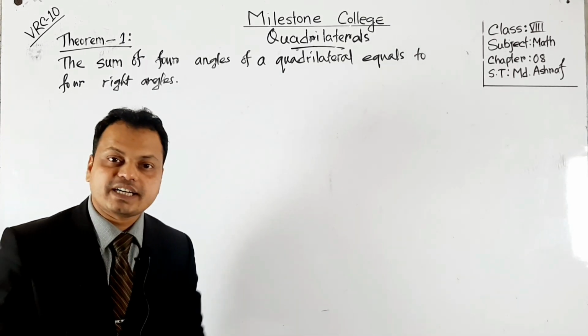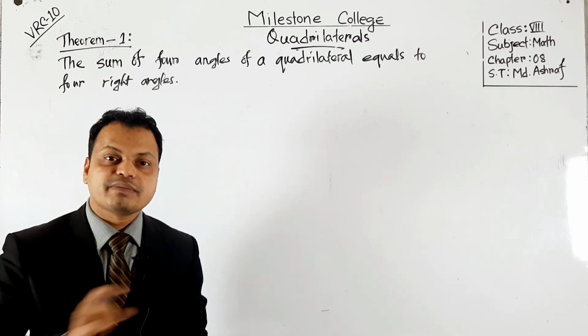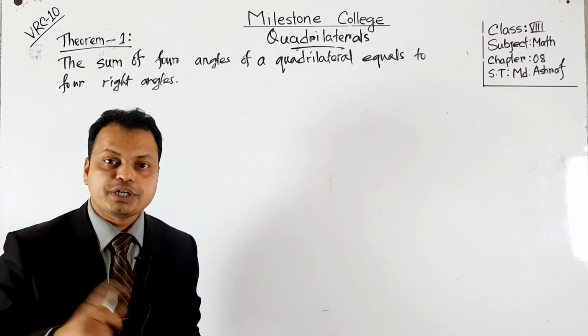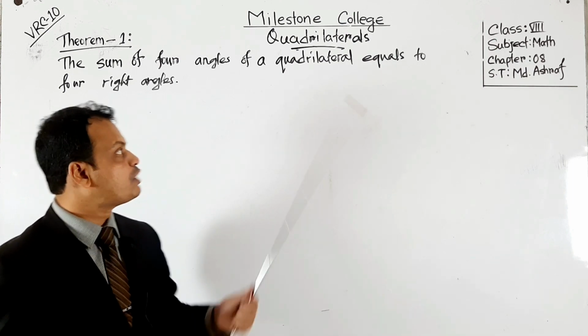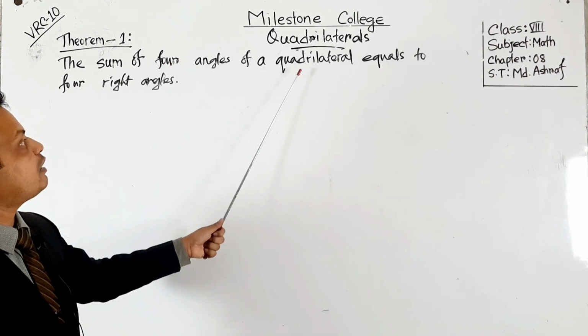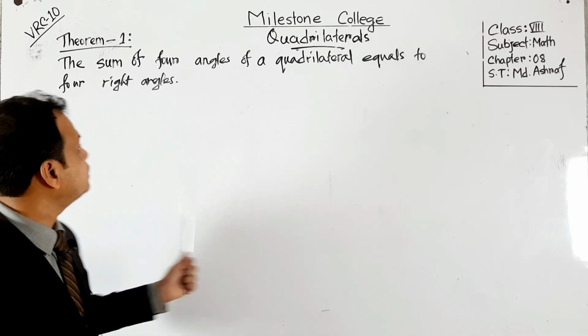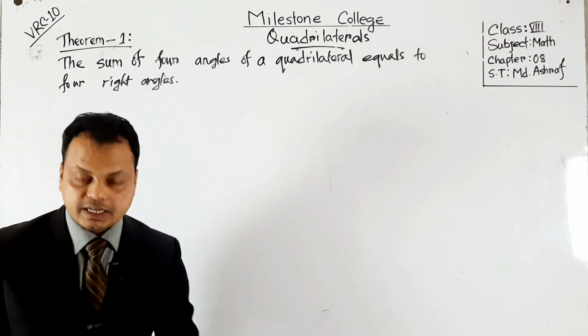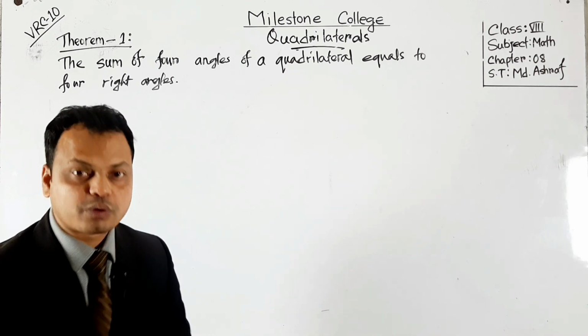So dear students, what is a right angle? A right angle means the measure of the angle is 90 degrees. So 4 right angles, what does it mean? 4 into 90, it will be 360 degrees. So we have to prove that the 4 angles of a quadrilateral will be equal to 360 degrees or 4 right angles. So start writing. At first draw the figure, draw a quadrilateral.